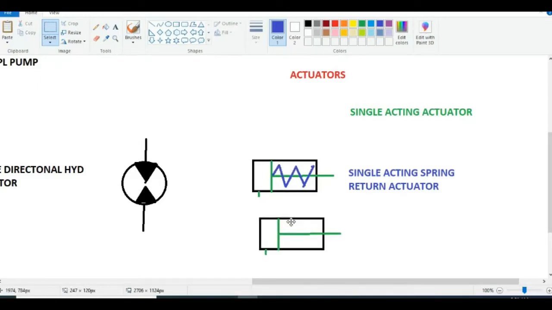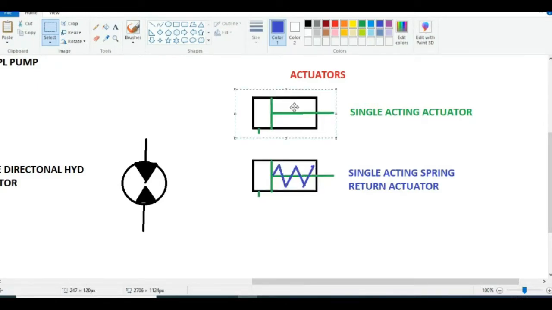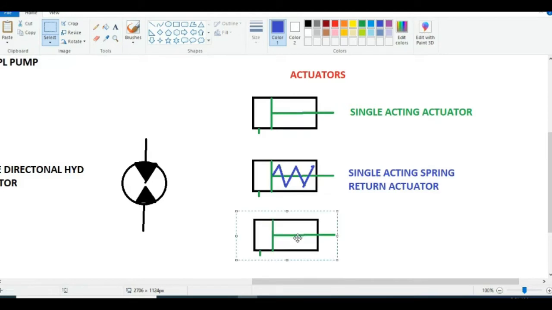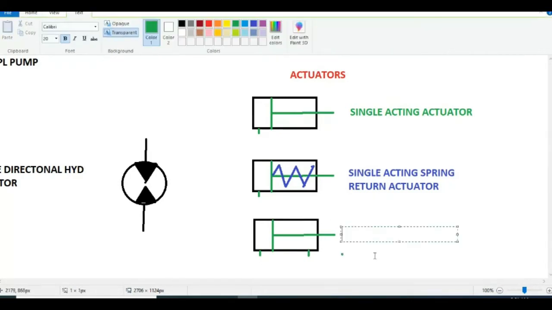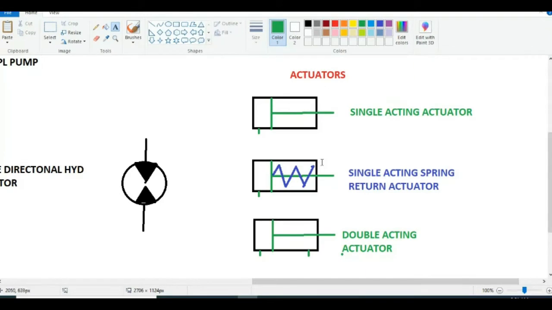Here we have shown the port on one side only, one side of the piston only. If the ports are available on both sides of the piston, if you show the ports like this on both sides of the cylinder, then it is called a double acting actuator. These are the basic three types of actuators.